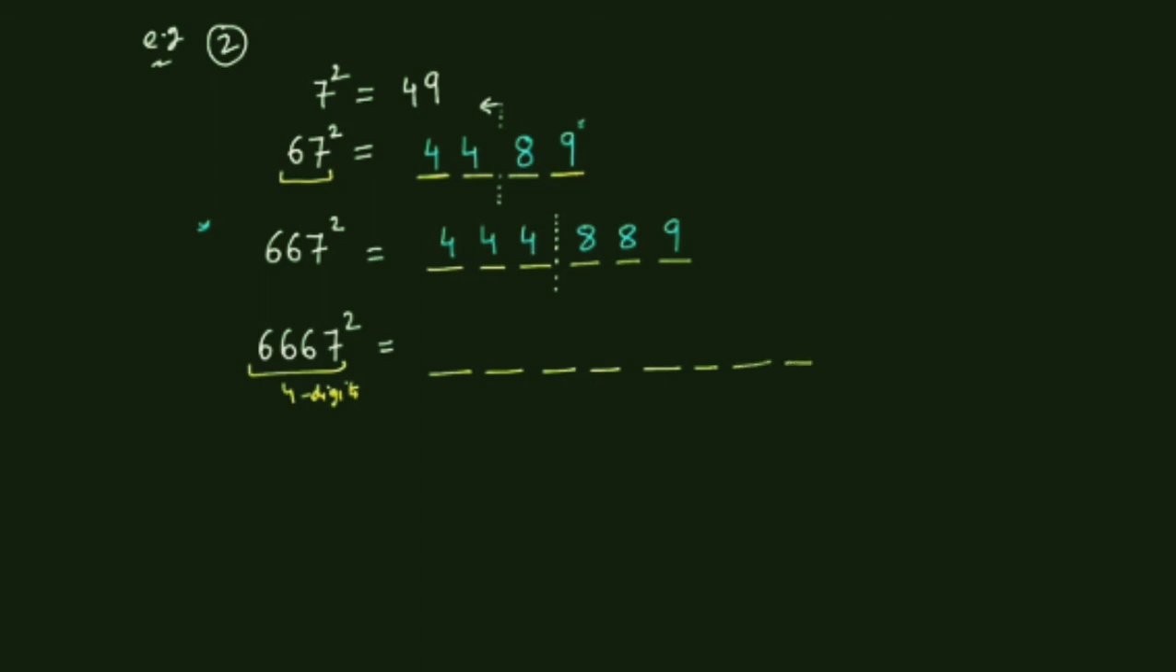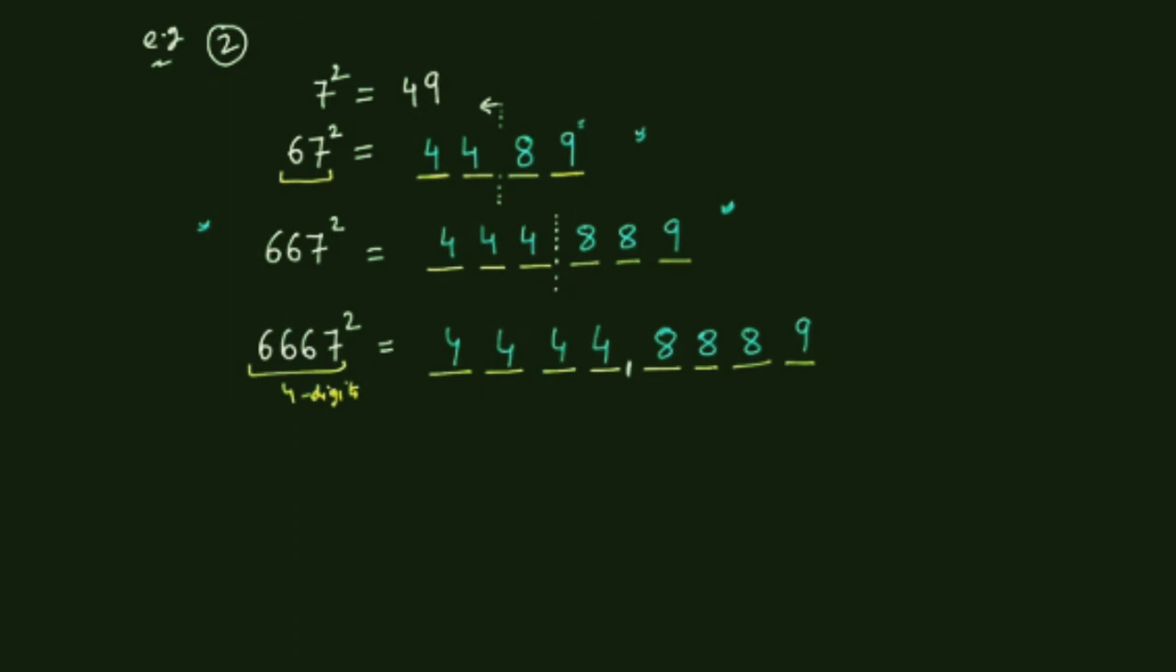After that, draw a small line in between so that you can easily divide 4 left-side places and 4 right-side places. Now fill up all the left-side places with 4, the rightmost place with 9, and the remaining places with 8. See how easily we have found the square of this 4-digit number, and we have used the same algorithm that we used in the squaring of 667.